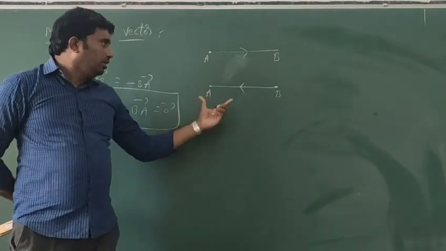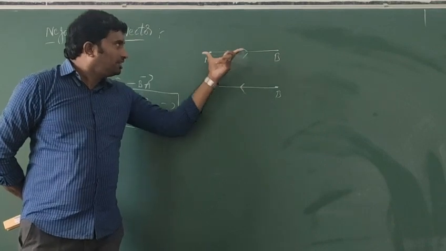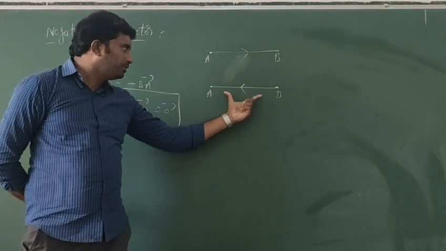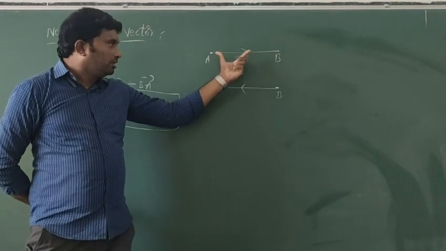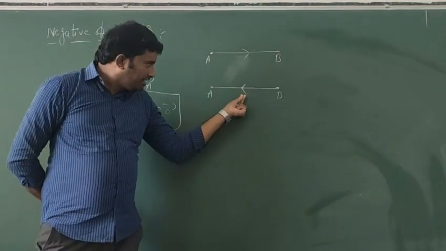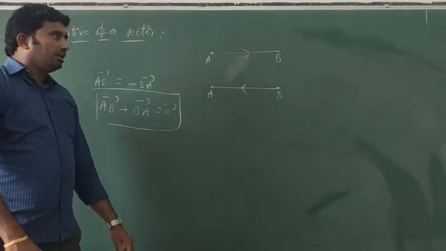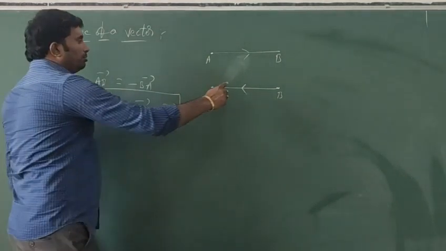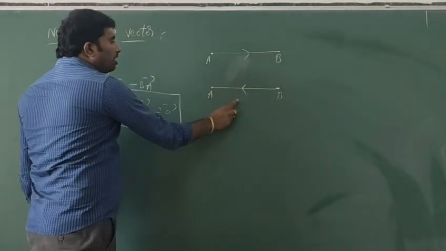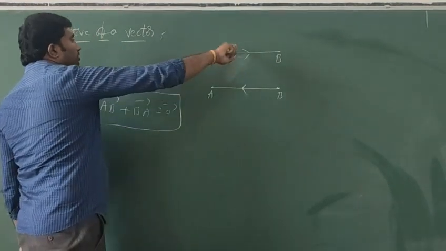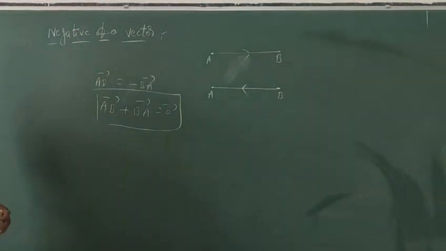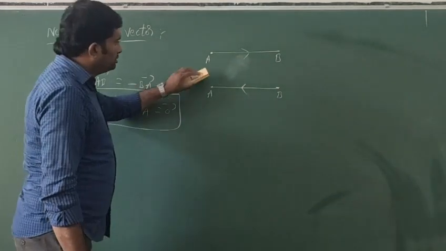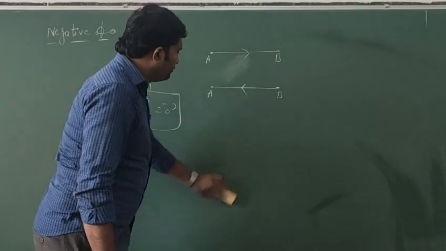A vector whose magnitude is the same as that of the given vector, but direction is opposite to the given vector, is called the negative of the given vector.